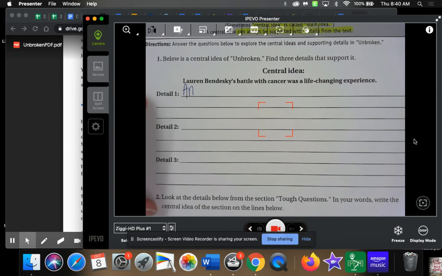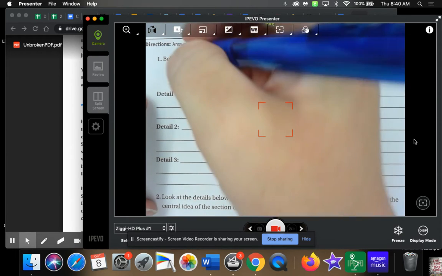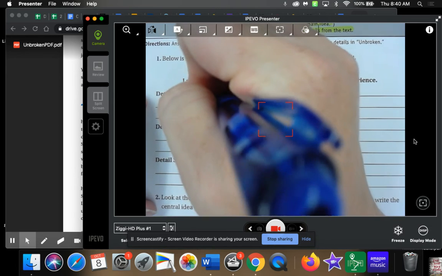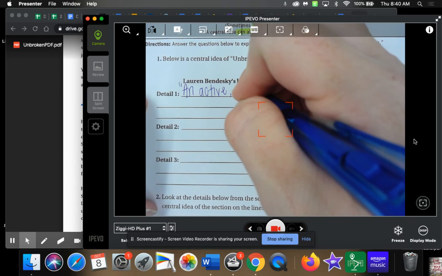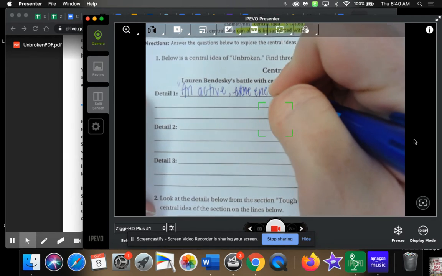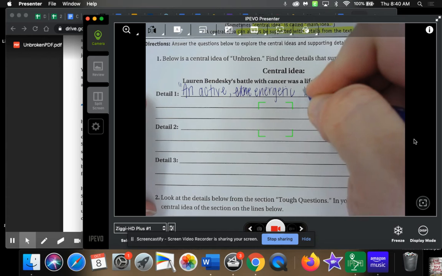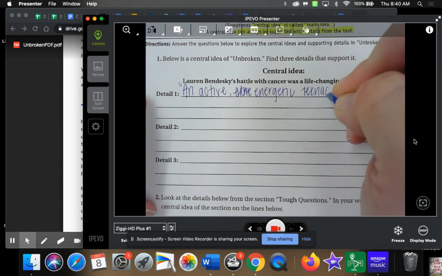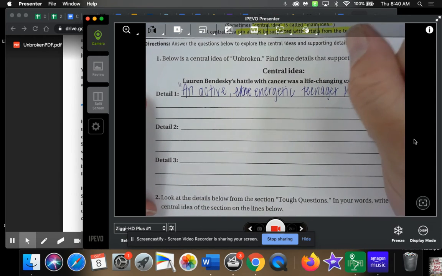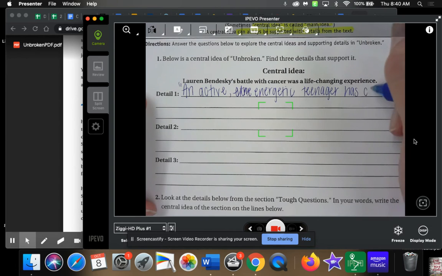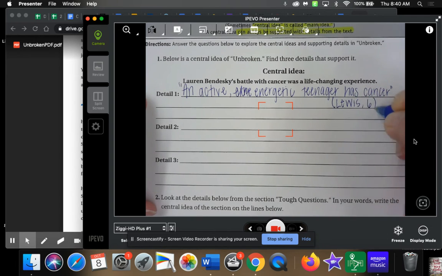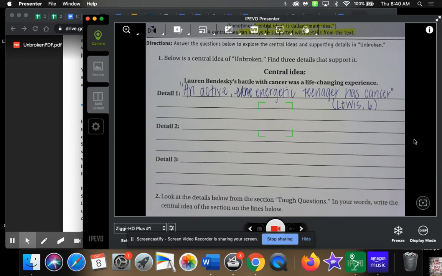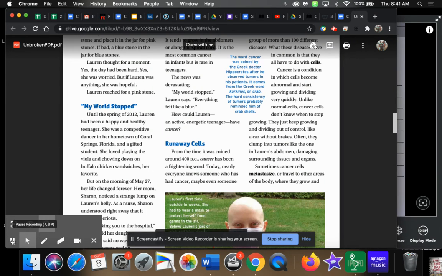Yes, write this on your sheet. An active, and this is going to be a direct quote, energetic teenager, and the author of this is Lewis, and this is page 6. All right, let's go for our next one.